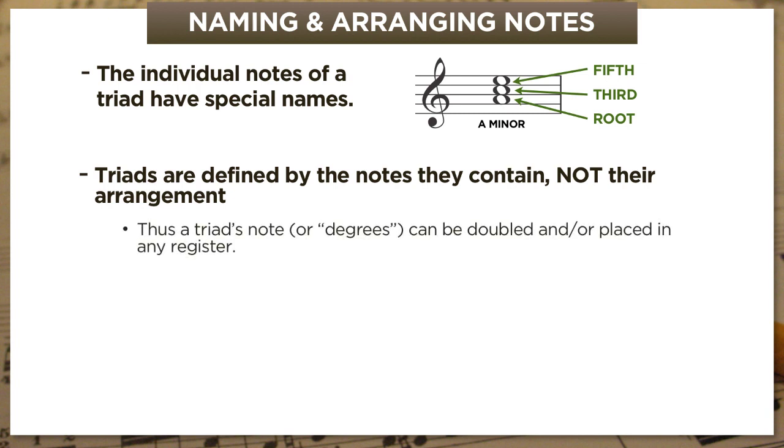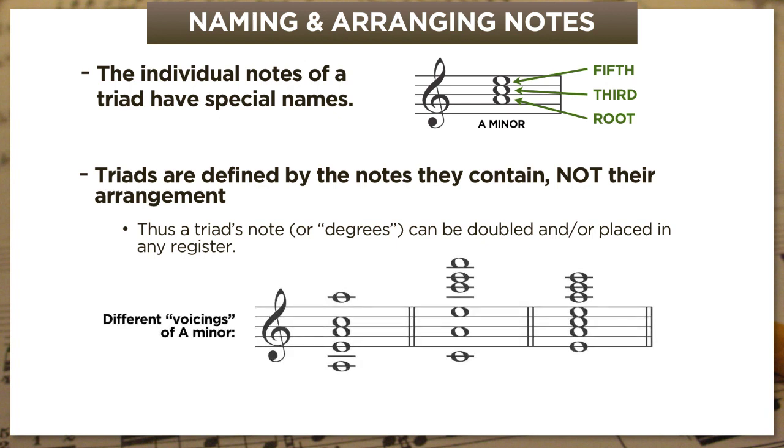So in the present case, that means any combination of A, C, and E will count as an A minor triad. To make this especially vivid, here are 3 arrangements, or voicings, of the notes of A minor. The arrangements could hardly be more different, and yet because each contains only A, C, and E, they're all equally instances of A minor. Let's look really closely at the one on the left.